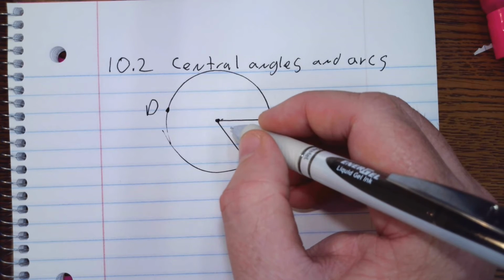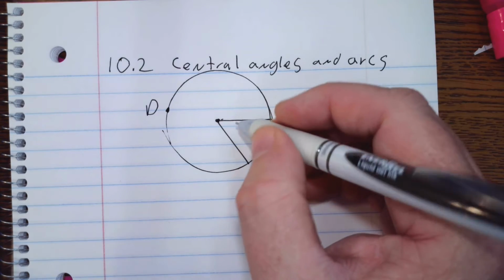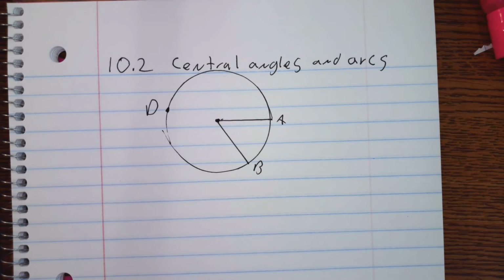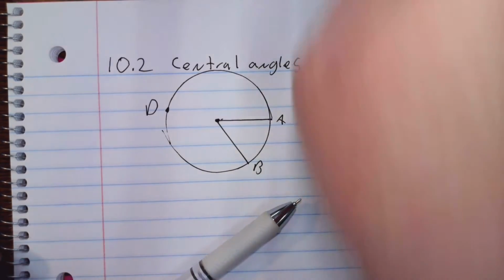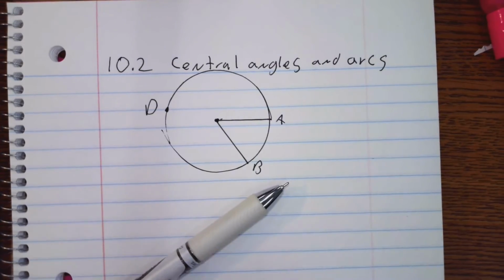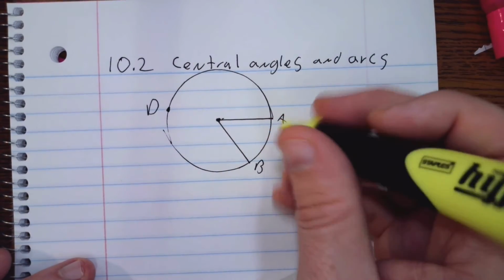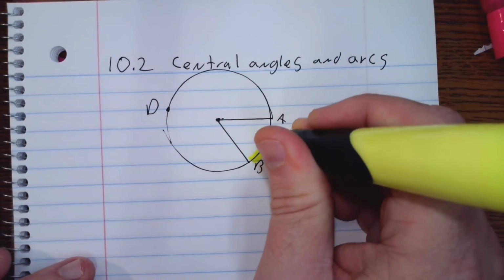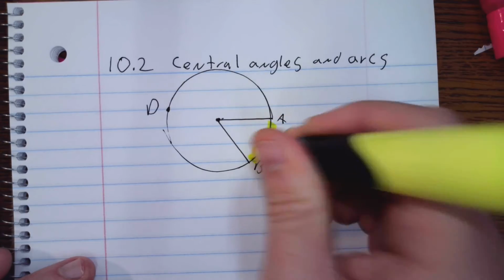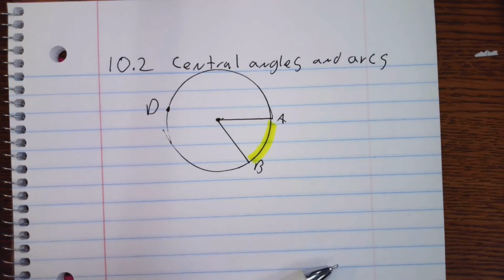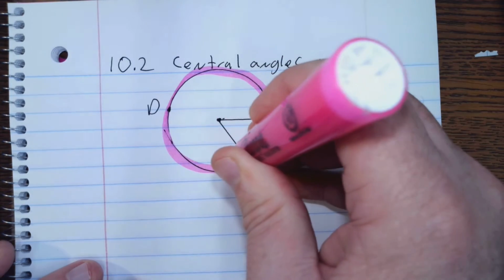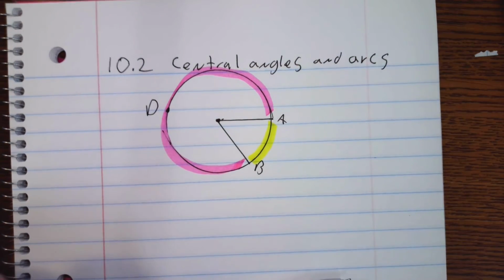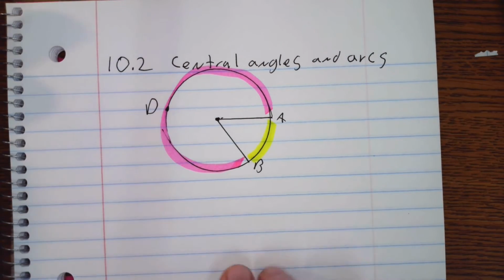Minor arc, major arc, how that works. A major arc is going to be greater than 180. A minor arc is less than 180. So there's two ways to look at this angle and two ways to look at these arcs. That's the minor arc. This is the major arc. You add them together, it's the complete circle, right?